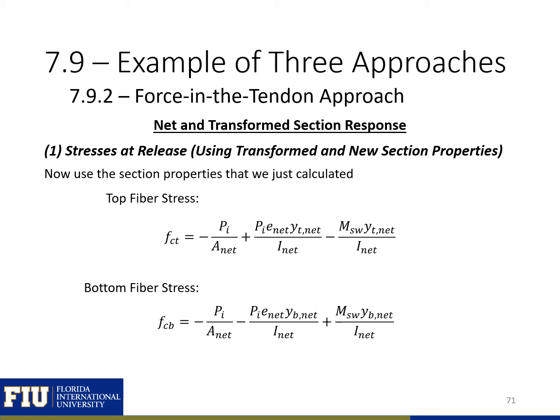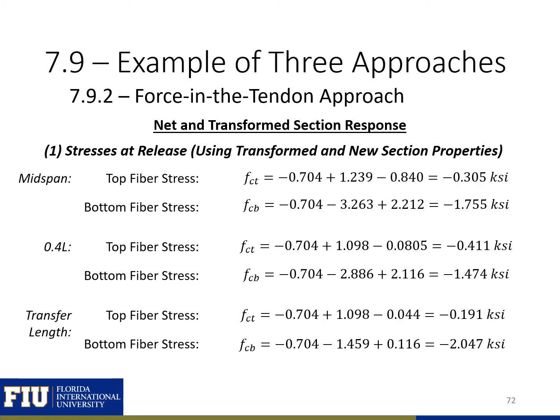Now that we've calculated all of our required net and transform section properties, we can now calculate our stresses using these net and transform sections. So here are the equations that we'll use to calculate our top and bottom fiber stresses. Note that when we're looking at release and when we're using our self-equilibrating forces, our pre-stressing and our self-weight, we want to use our net section properties here. So you can see we use our net area, net moment of inertia, and net eccentricity, and the distance between the top of the section and the centroid of our net section. We can also use this equation here to calculate our bottom fiber stresses.